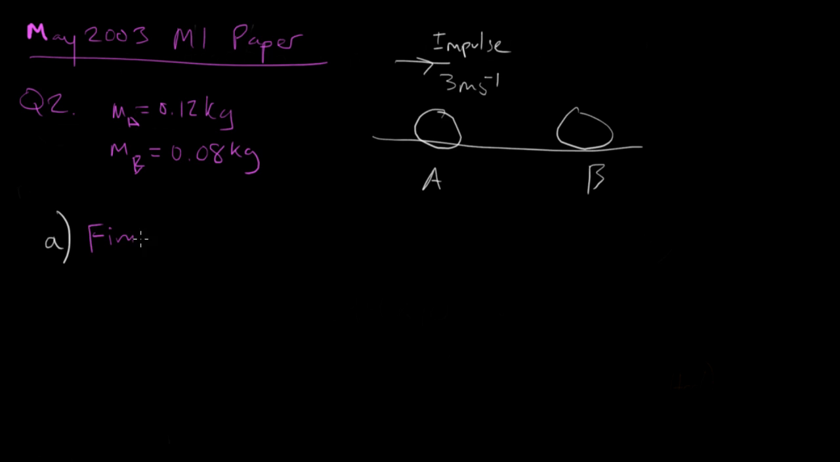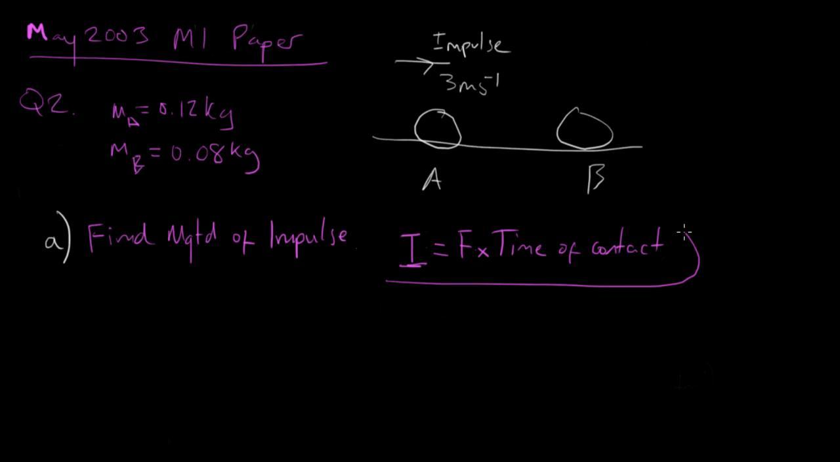Find the magnitude of the impulse, stating clearly the units in which your answer is given. Okay, so impulse really has two ways of thinking about it. On the one hand, impulse is equal to force times the time of contact. So that's one of the possibilities for impulse.